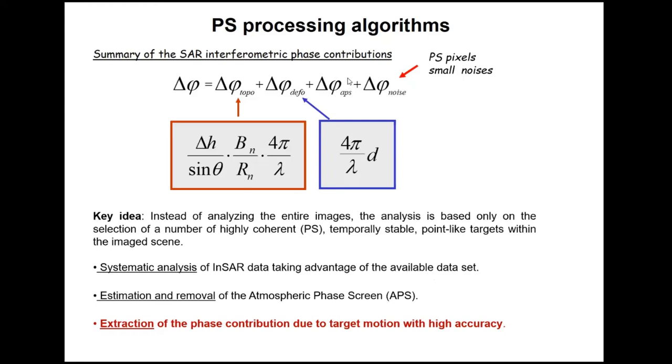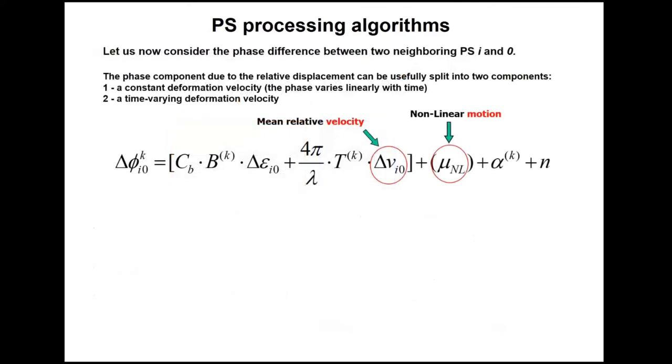So basically this phase term here. Because we just focus on the stable target, and the phase is very stable, that's why we can achieve the target motion with very high accuracy. That is our expectation. So let's move a little bit into the algorithm.